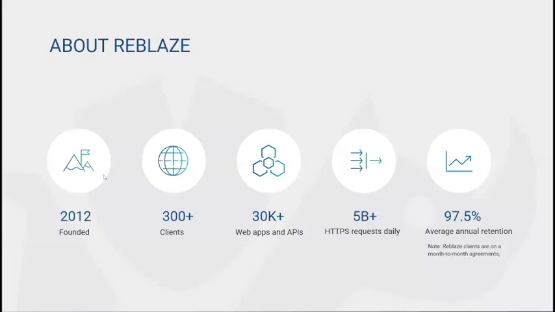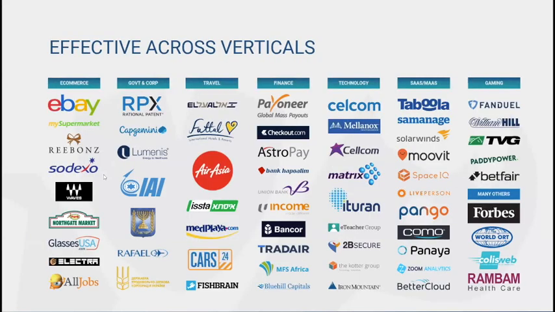A few words about Reblaze: founded in 2012, headquartered in Tel Aviv, with 24/7 support and R&D in Tel Aviv. We have sales offices in the US, in Europe, and in Singapore. We are providing the service for more than 300 customers, dealing with 30,000 web applications and APIs, and handling more than 5 billion HTTPS requests daily, with a very low churn rate of 2.5% per year.